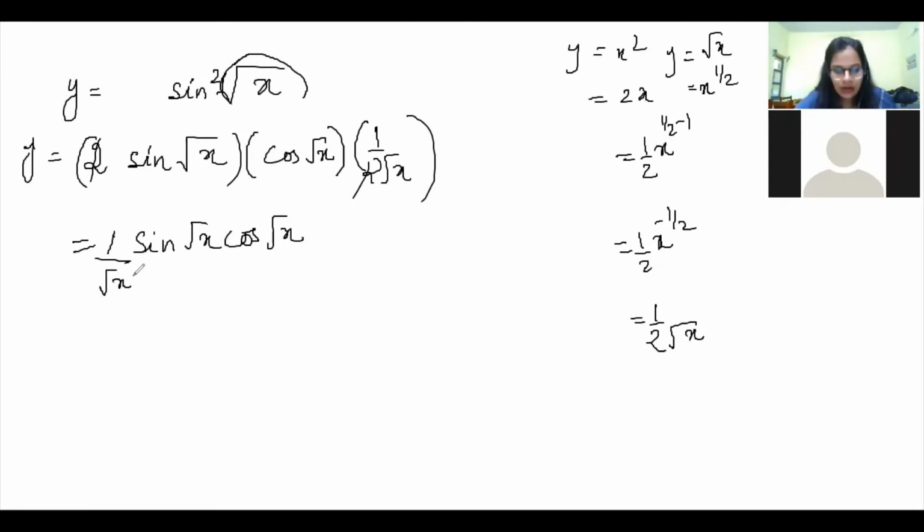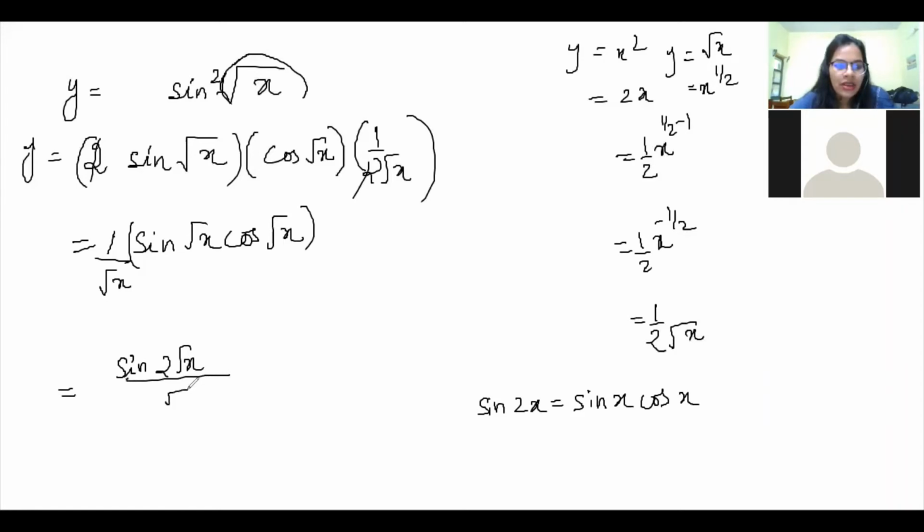Okay. Now remember the formula I said of sine 2x, which is sine x and cos x in the previous question. Okay. So if suppose I have root over here, this is a sine root x and cos root x. So this can be written as sine 2 root x by root x. Okay. Sorry, there is a 2 here. So we'll have 2 here and 2 here. Okay. So this becomes the answer.